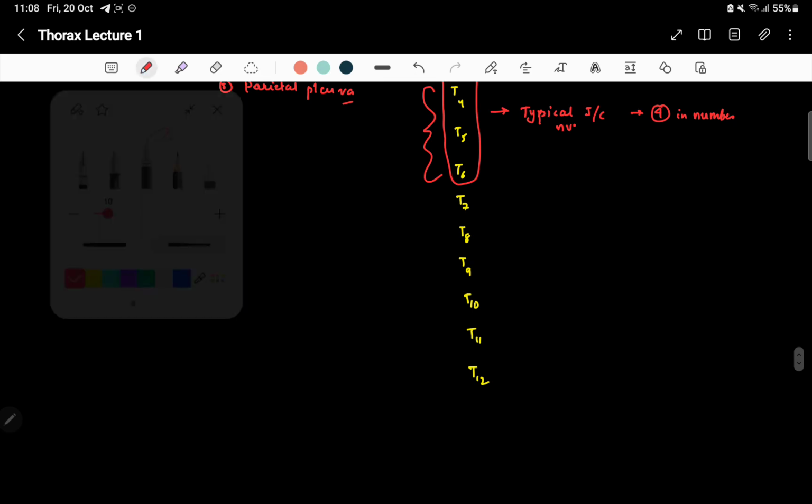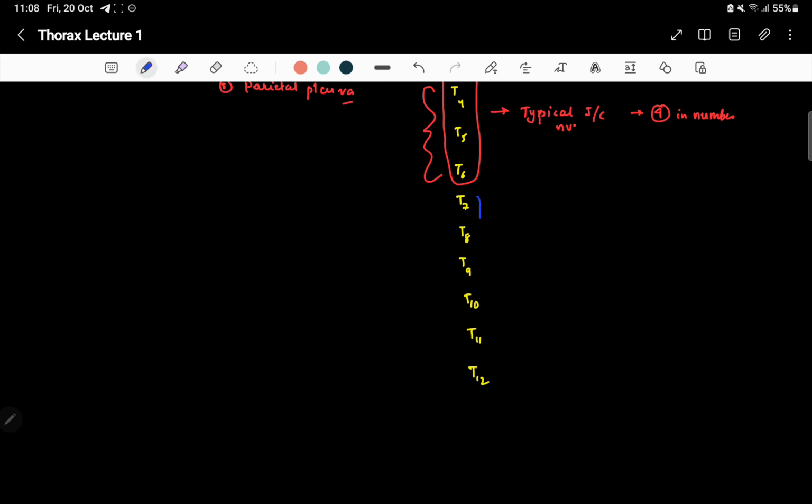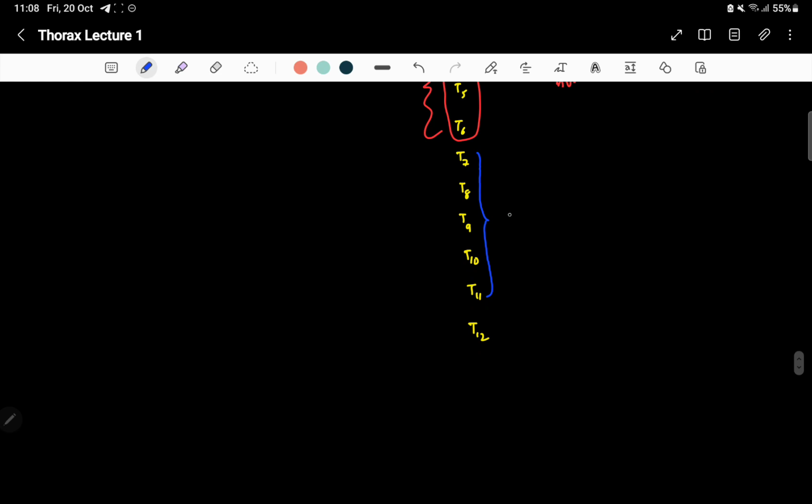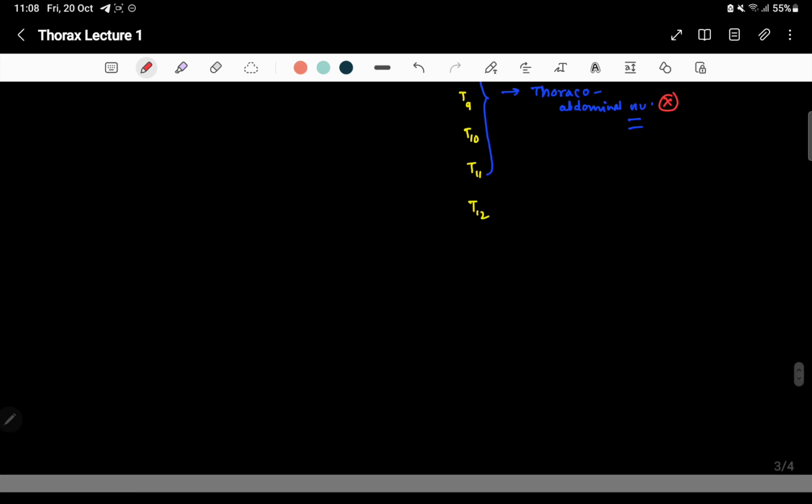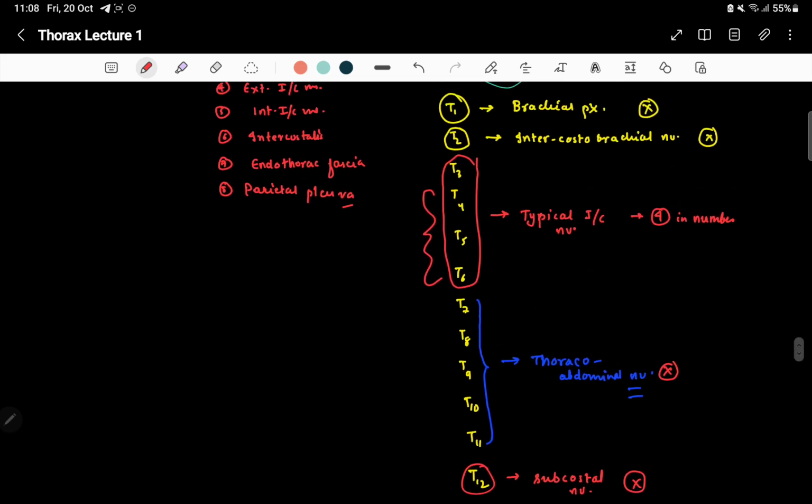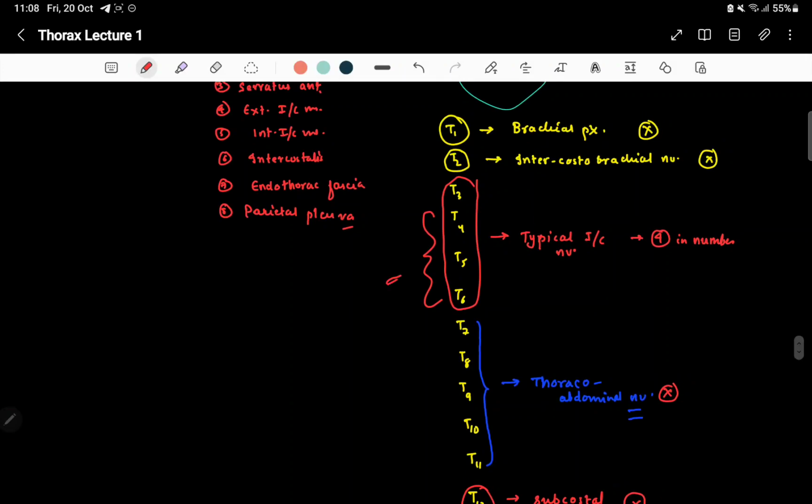Nerves from T7, T8, T9, T10 and T11 are your thoracoabdominal nerves, because we are going down the body, right? So the abdomen is reached. Thoracoabdominal nerves will supply the rectus sheath, we will discuss it later. So these are not your typical intercostal nerves. And T12 is called the subcostal nerve, so this is also not a typical intercostal nerve. So you can see that the typical intercostal nerves are T3 to T6.